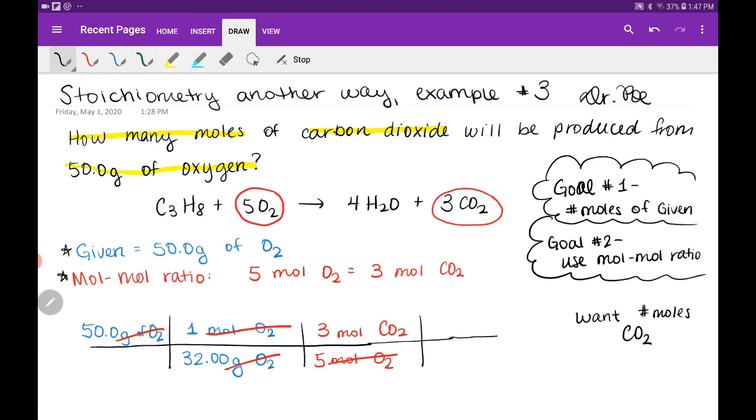So 50 times 3 divided by 32 divided by 5. I'm just going to double check my math. Okay, so I got my answer as 0.9375 moles of CO2, so just under 1 mole.